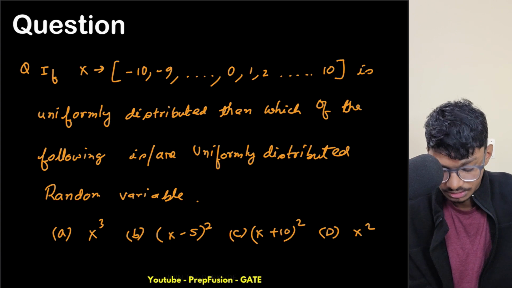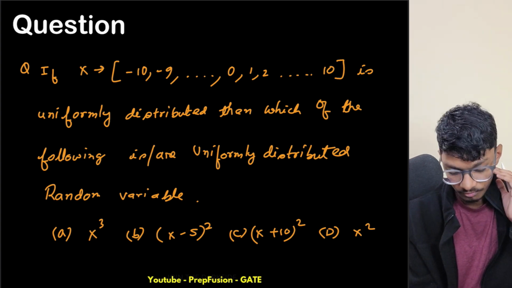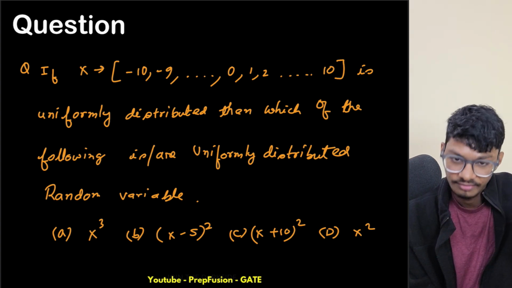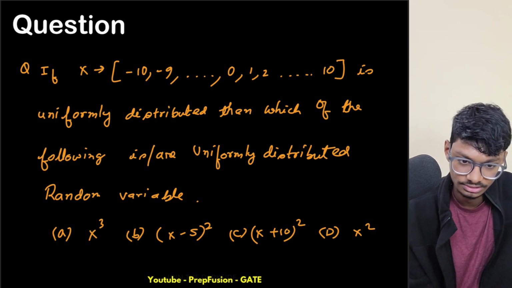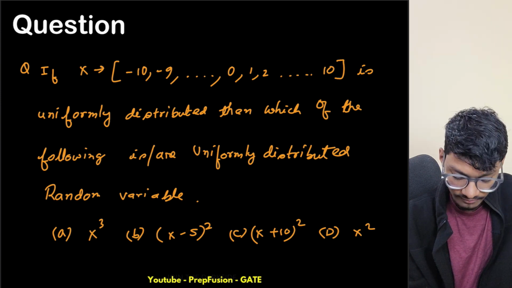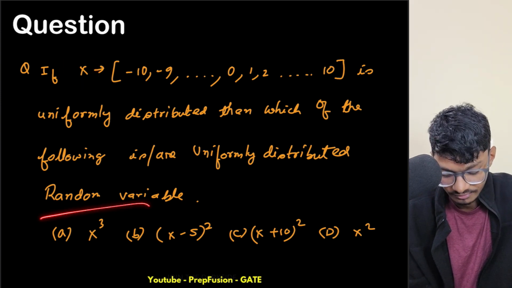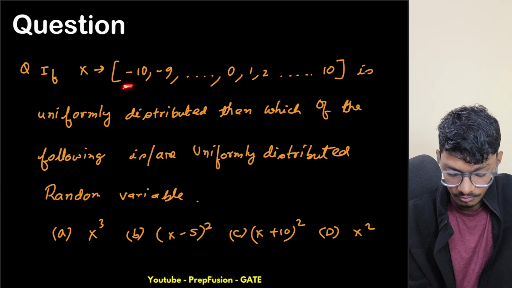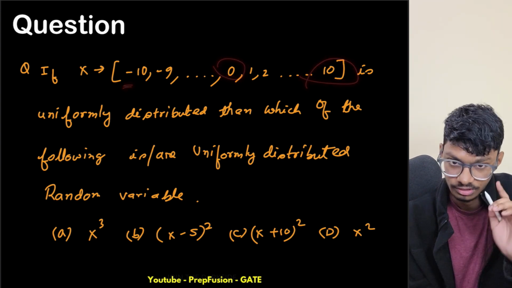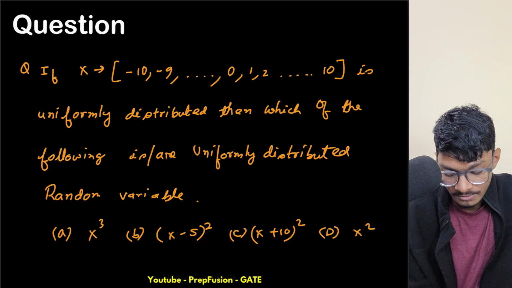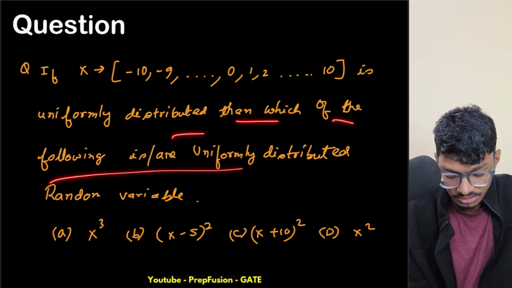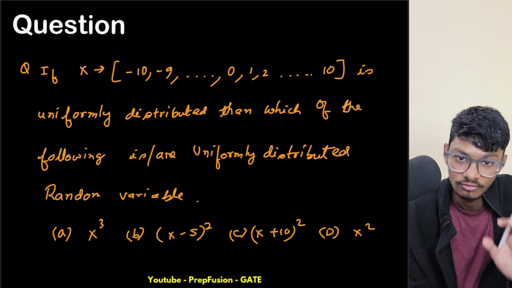29. So the next question is from probability distribution. You can take it under random variable as well, but let's do this. This is a good probability question as well. They have told us that X is a random variable which is uniformly distributed from minus 10 to plus 10, and 0 is also included. Do remember that. Then which of the following is or are uniformly distributed random variables?